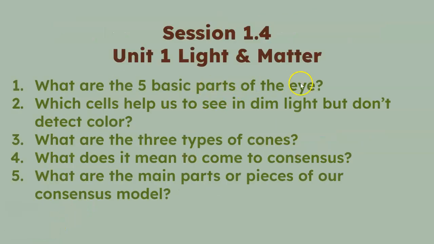What are the 5 basic parts of the eye? That's cornea, retina, lens, iris, and pupil. Which cells help us to see in dim light but don't detect color? That would be the rods. What are 3 types of cones? Red, blue, and green. What does it mean to come to consensus? That means that you are sharing your ideas and coming to agreement would be a nice way to put that. And what are the main parts of our consensus model? We have the humans, the light, and the one-way mirror.